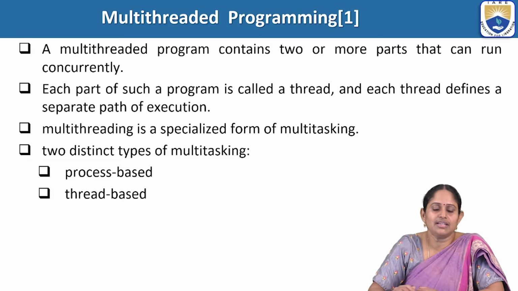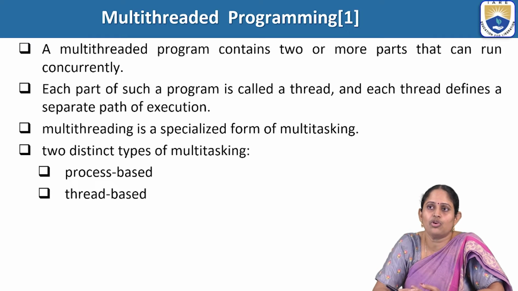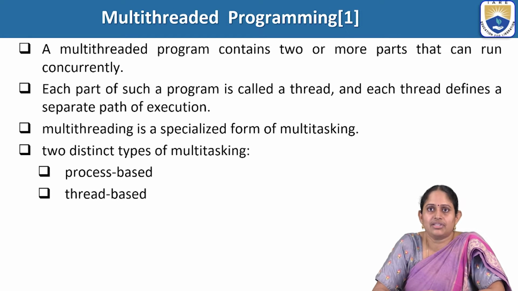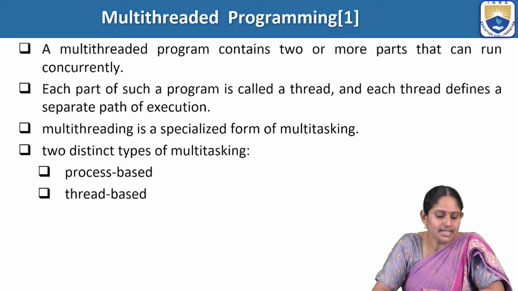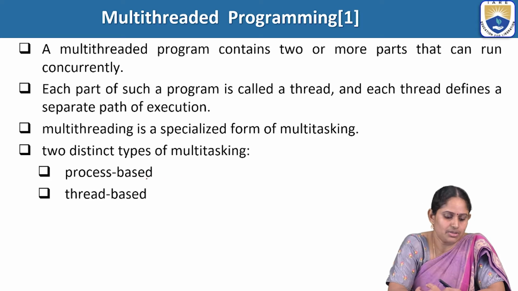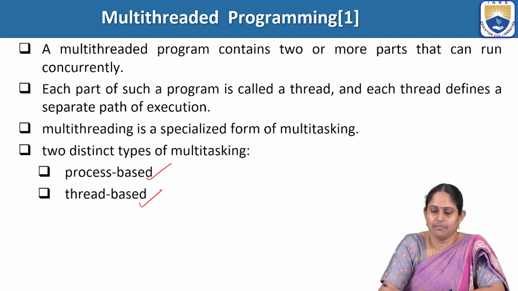Multi-threaded programs contain two or more parts that can run concurrently. Each part of the program is called a thread, and each thread defines a separate path of execution. So it is a specialized form of multitasking. Multitasking is of two types: one is process-based and the other is thread-based.